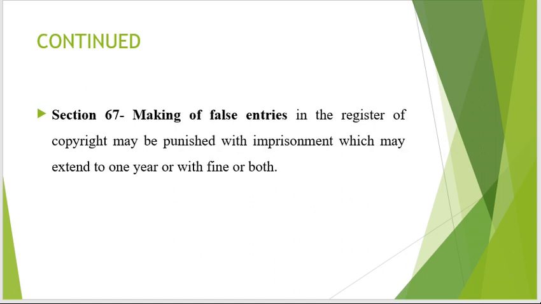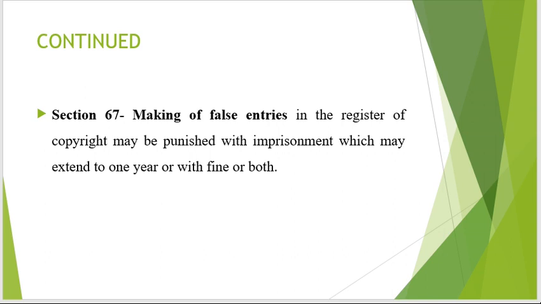Then section 67, this talks about making of false entries. So when anybody who is making false entries in the register is caught, he may be punished with imprisonment that may extend to 1 year or with fine or both. Here also the fine has not been fixed, and it varies from case to case. So section 67 talks about making of false entries in the register of copyright.